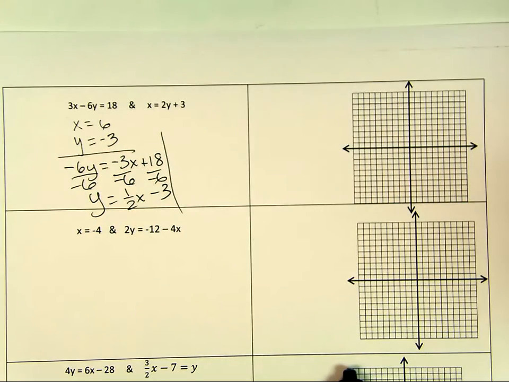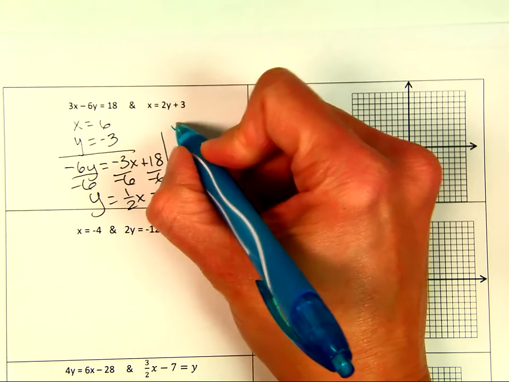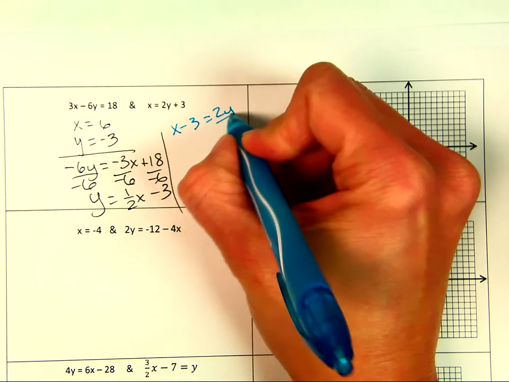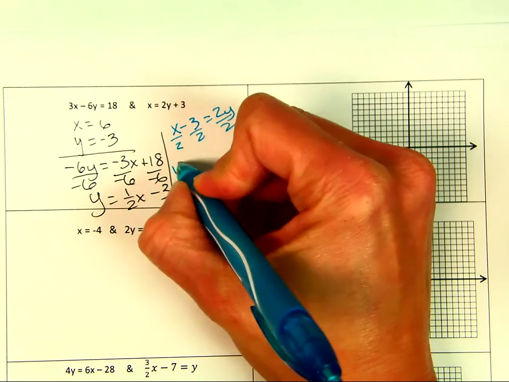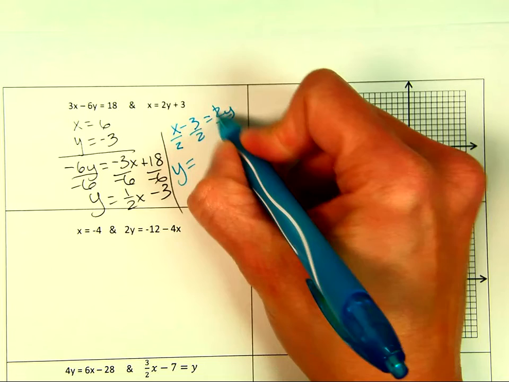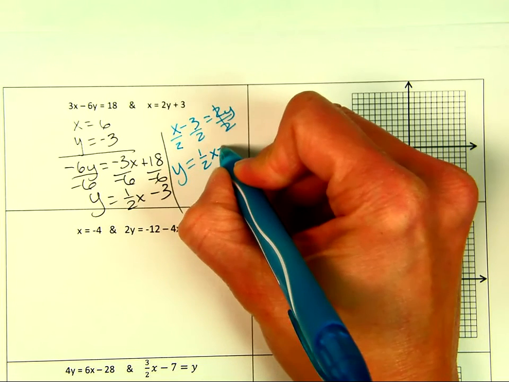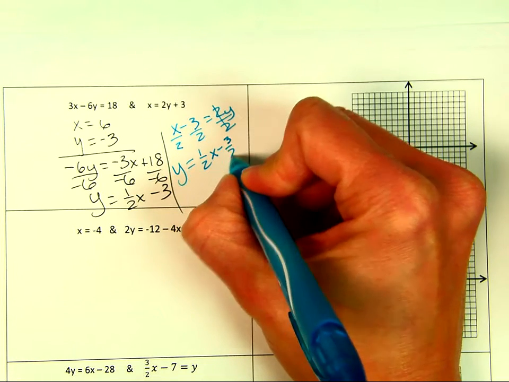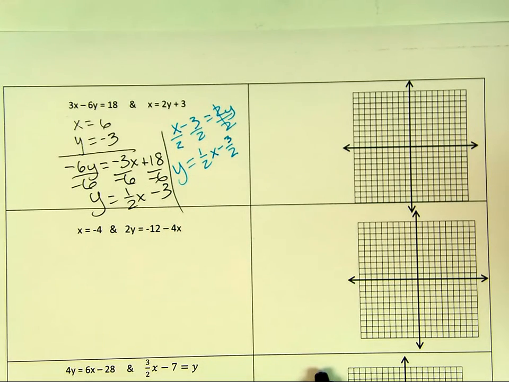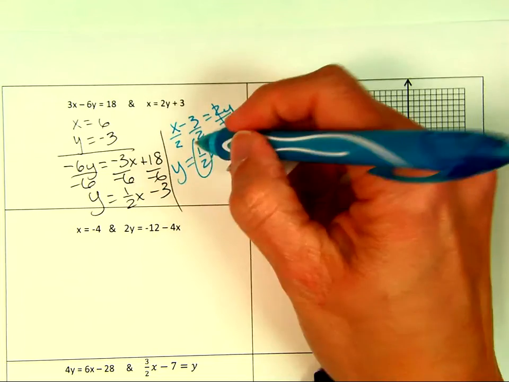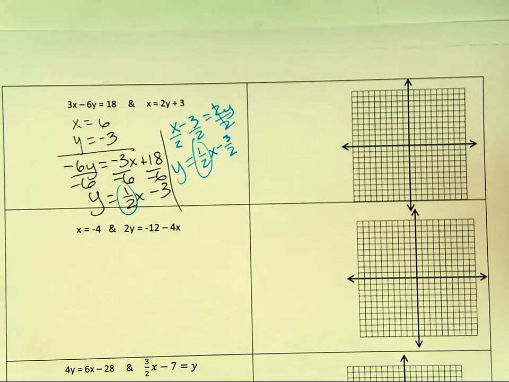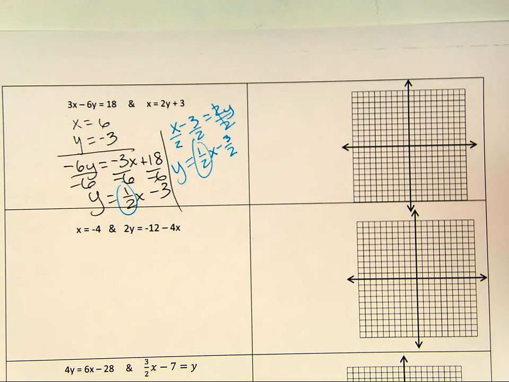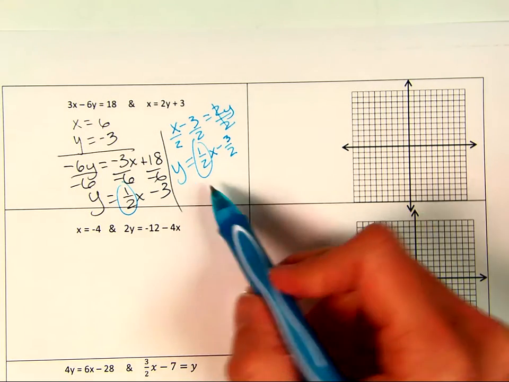Now I'm going to do the same for this one. So I'm going to say x minus 3 equals 2y, and I'm going to divide by 2. And I get y equals 1/2 x minus 3/2. I'm just switching the order now. Now here's the important part. What do you notice about the slope? The slope is 1/2 on both of them, and the y-intercepts are different. That means this is going to be no solution.